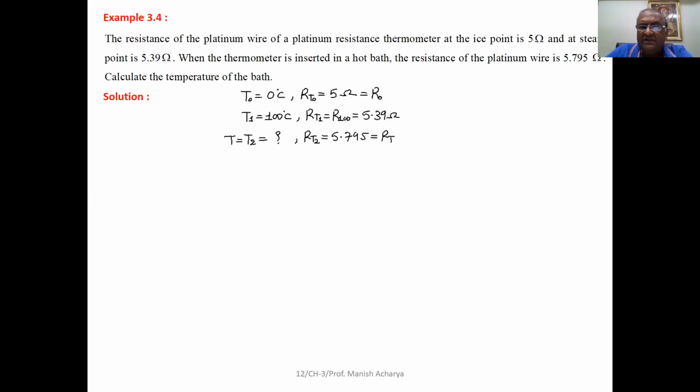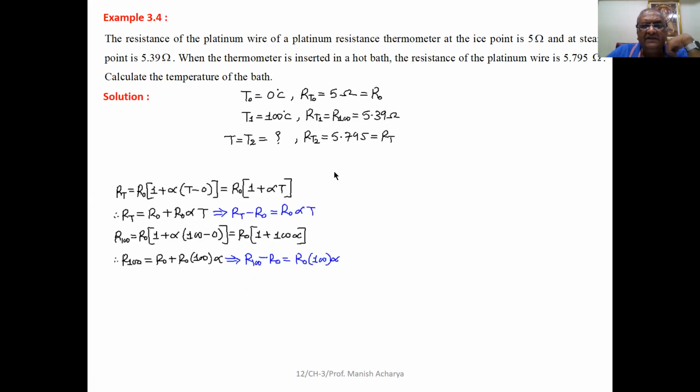So now we can prepare the equations like this. R at any temperature T is R0 into 1 plus alpha (T minus 0), because here the reference temperature is 0. So we can write R0 into 1 plus alpha T. Simplify this one. So RT equals R0 plus R0 alpha T. Take this R0 on the left hand side. So we will get RT minus R0 equals R0 alpha T.